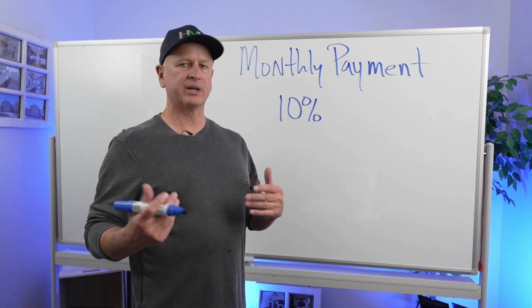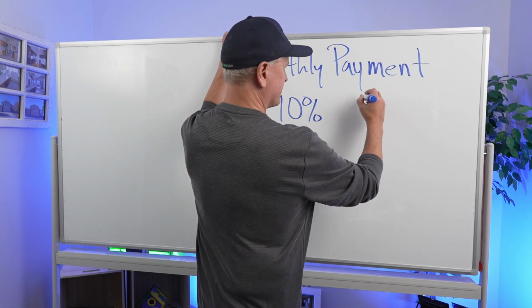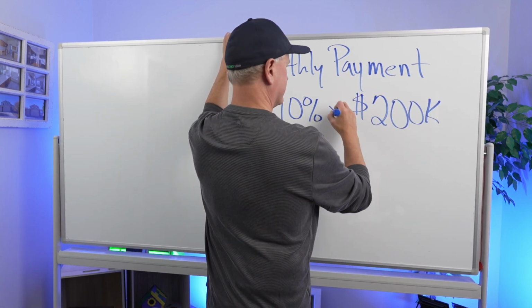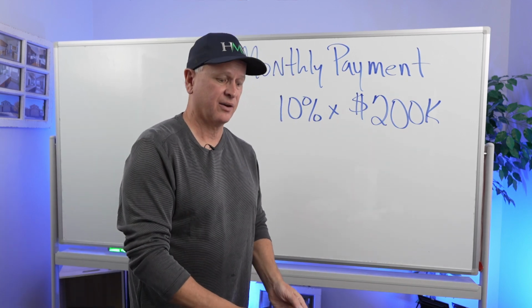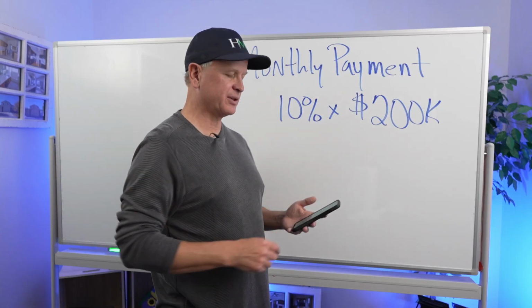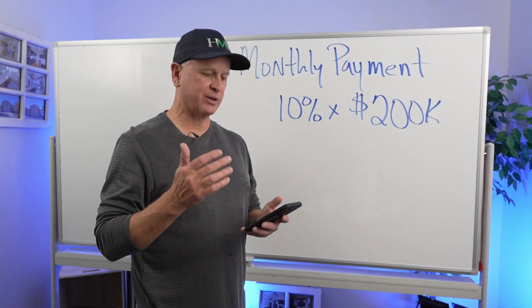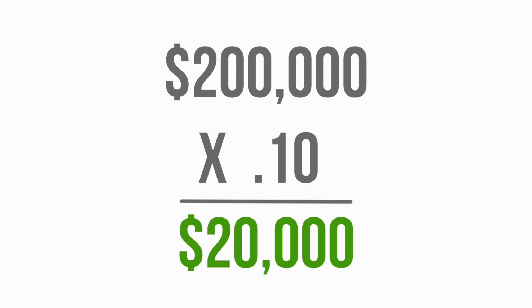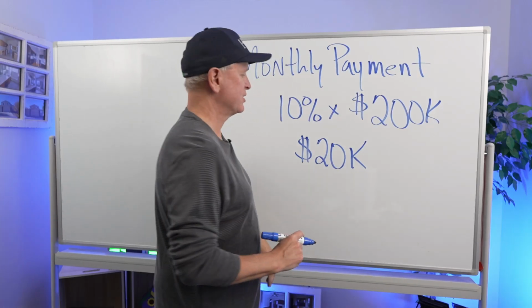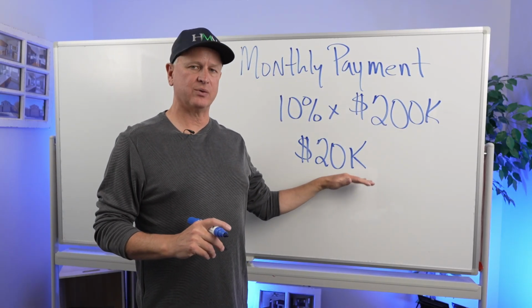In our example, we're going to use, once again, $200,000 for our loan amount. And to find our monthly payment, first of all, we're going to type in $200,000. And then we're going to times that by 0.10. So 10% when you're calculating something is 0.10. 12% again would be 0.12. In this case, what we come up with is a number of $20,000. $20,000 is your annual payment.